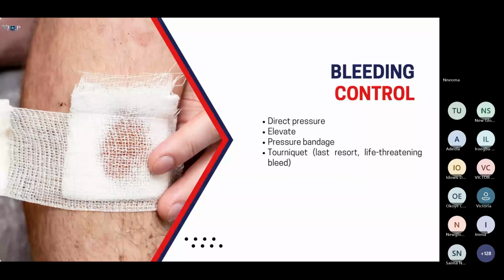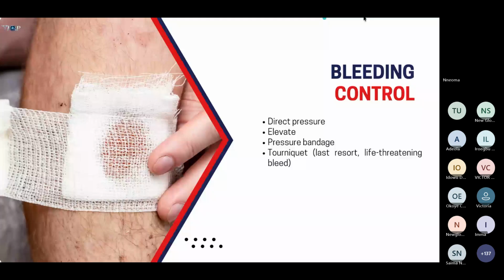Then when you use a tourniquet, you're right, because using a tourniquet is like stopping blood flow to that place. And if blood flow is stopped to a particular organ or a particular place for a long time, there will be death of that particular organ, and you don't want that to happen because you are just trying to save the person.